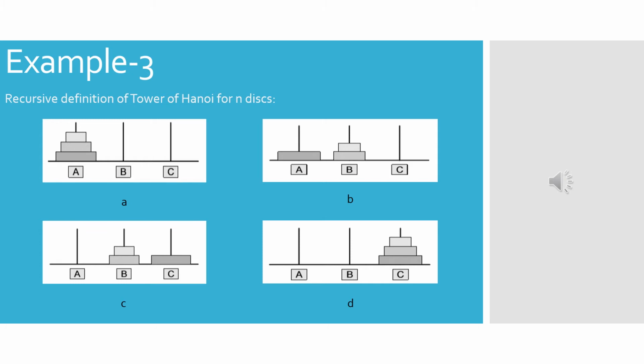So here in this example we have 3 disks, and the ultimate aim is to transfer all these 3 disks from A to C in the same order. So how can we do it? By keeping in mind the rules of the game.